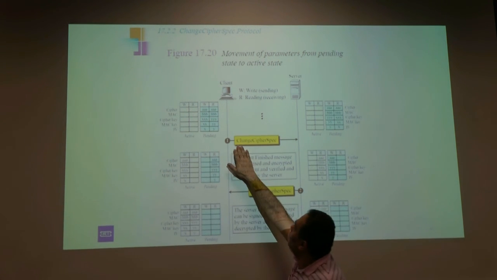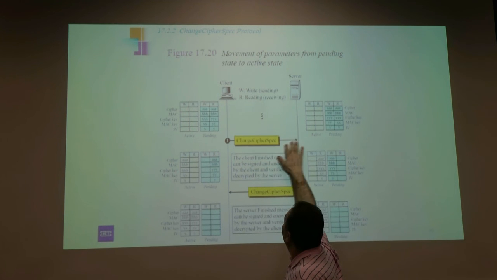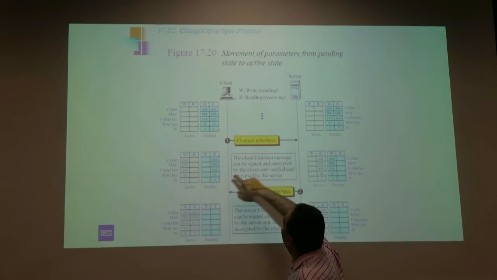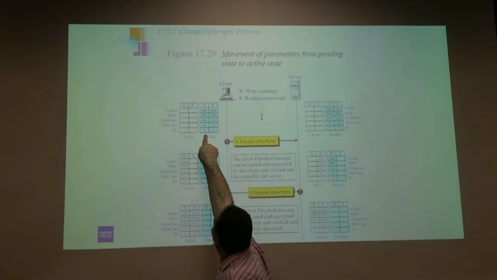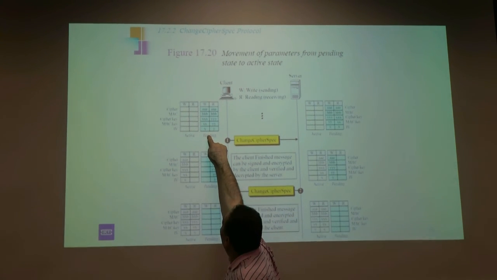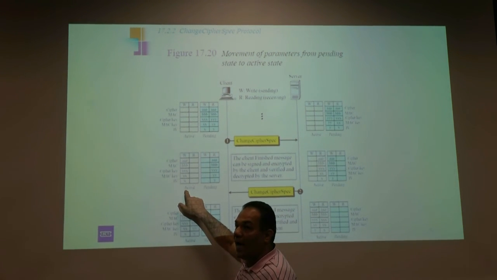The client will send change cipher spec. Once it's sent, what will happen to the write, because it writes? With the write, the write parameters will move to where? To active, from pending to active.